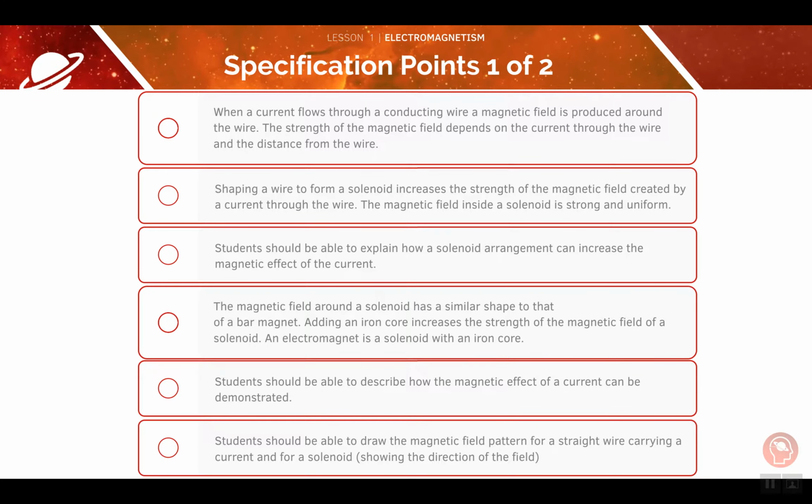Here are the AQA Specification Points for today's lesson. Feel free to pause the video now and have a quick read through them before we begin.